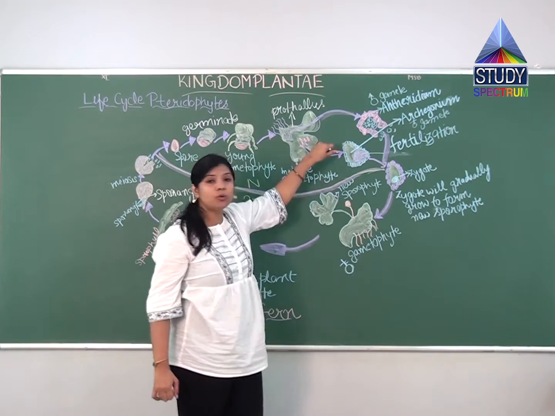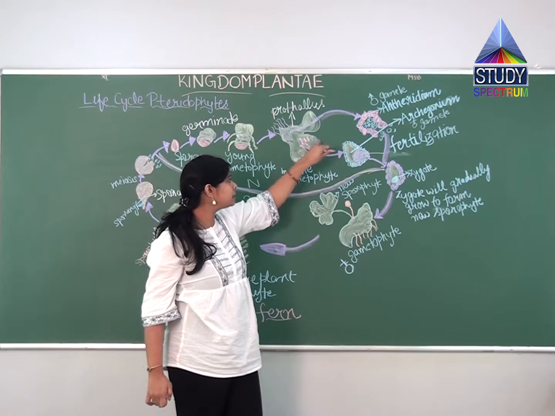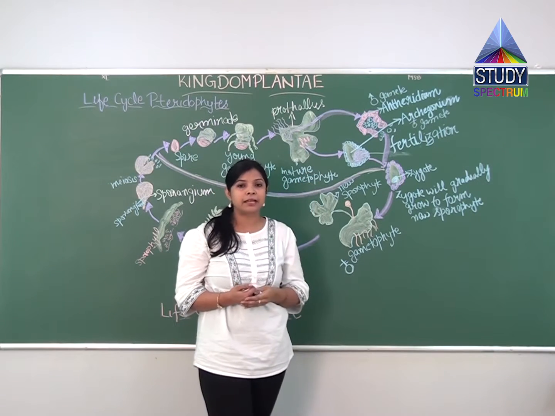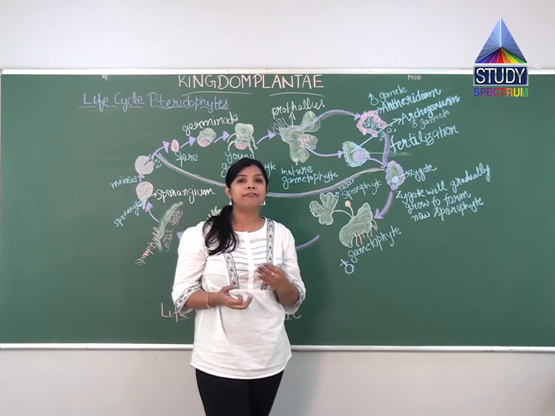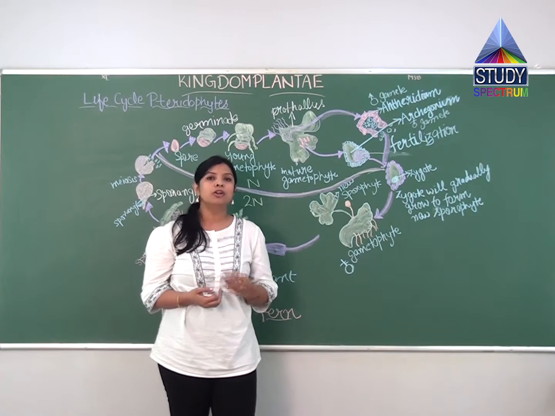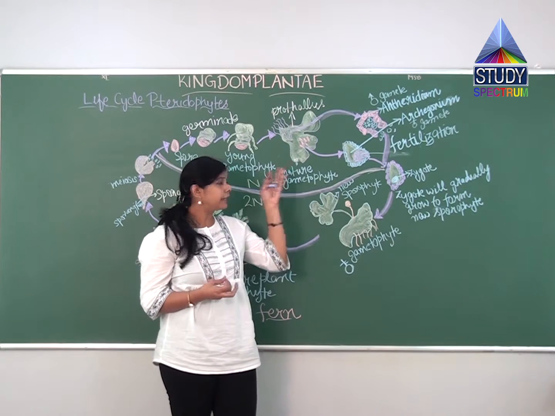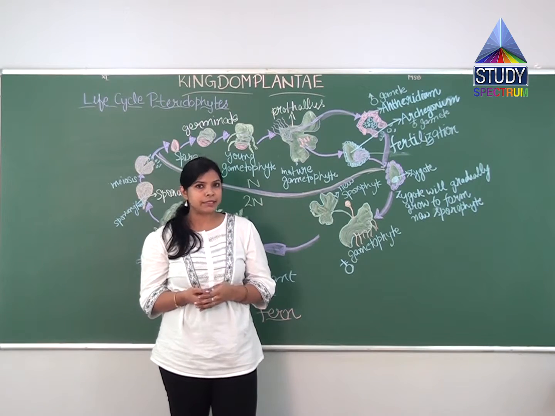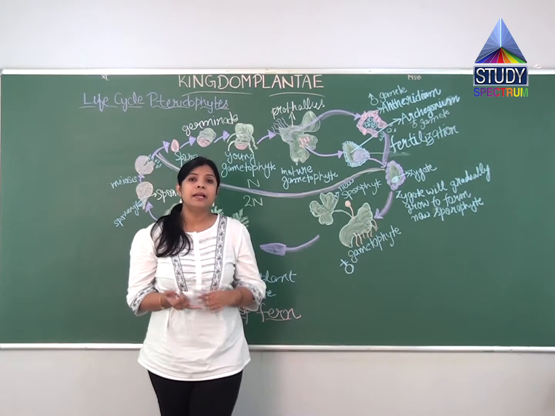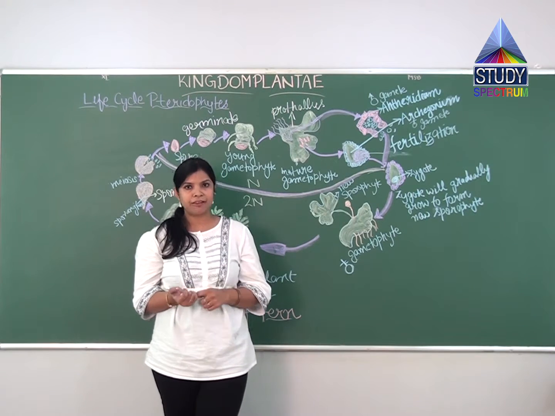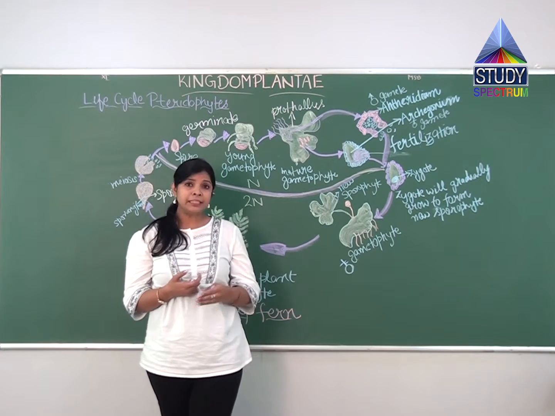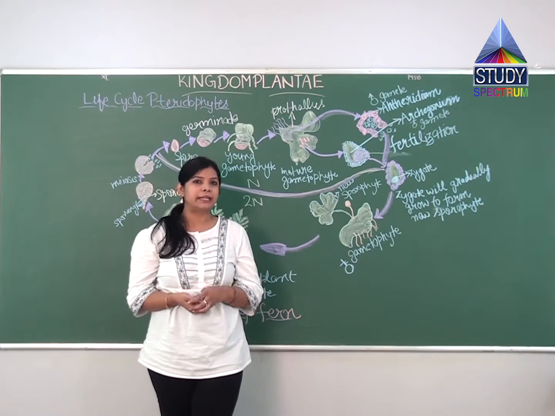As it includes both, this is a bisexual stage. The prothallus is an independent and photosynthetic stage. Why? Because it is green and contains chlorophyll, so photosynthesis will take place and it can make its own food. So the mature gametophyte includes both male and female parts, and this stage is a bisexual, independent and photosynthetic thallus.